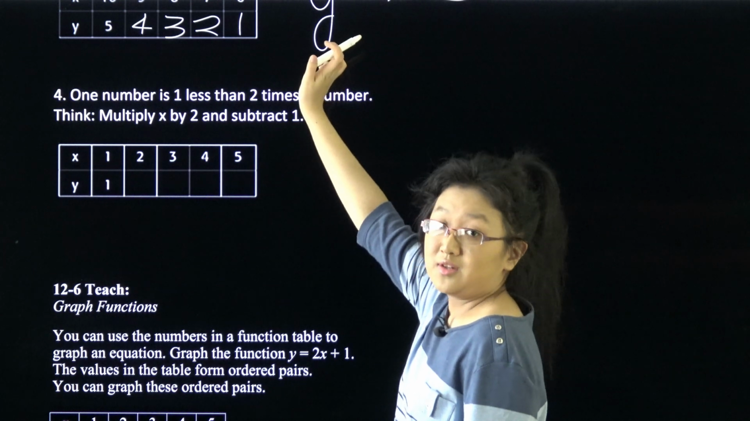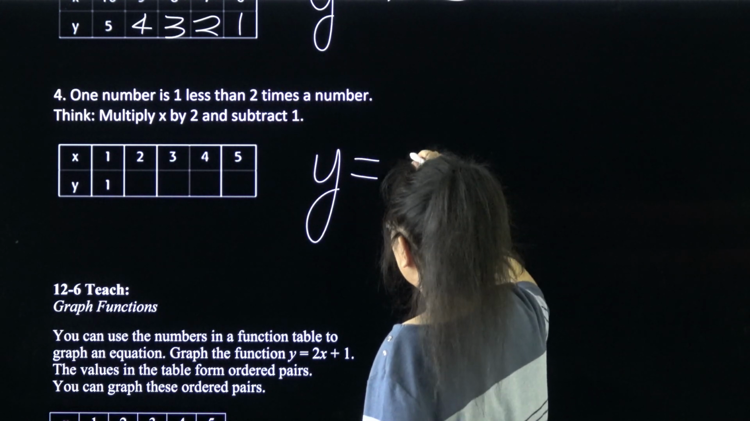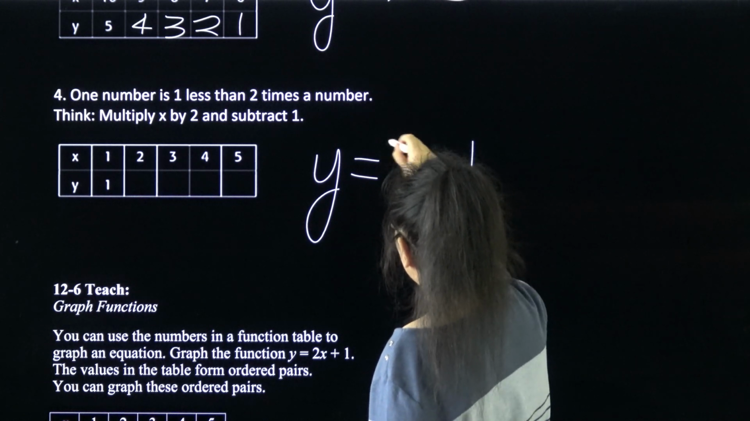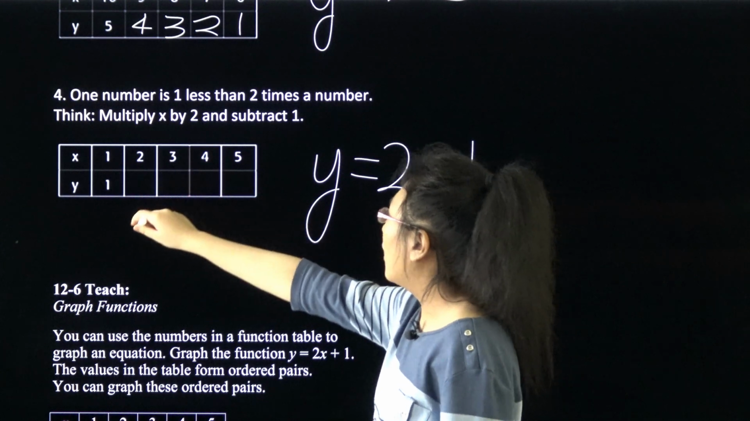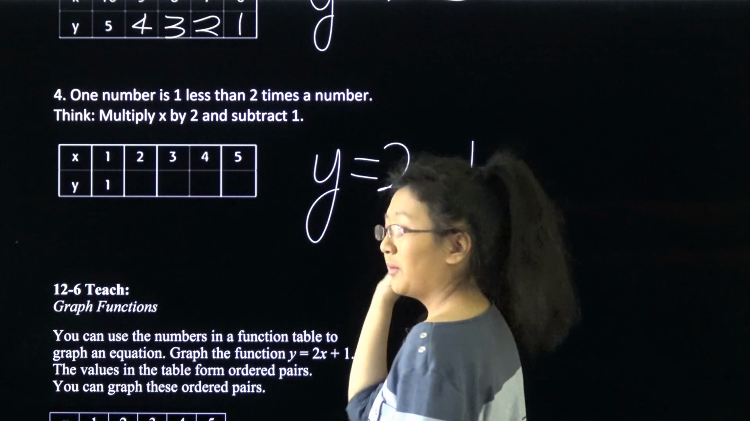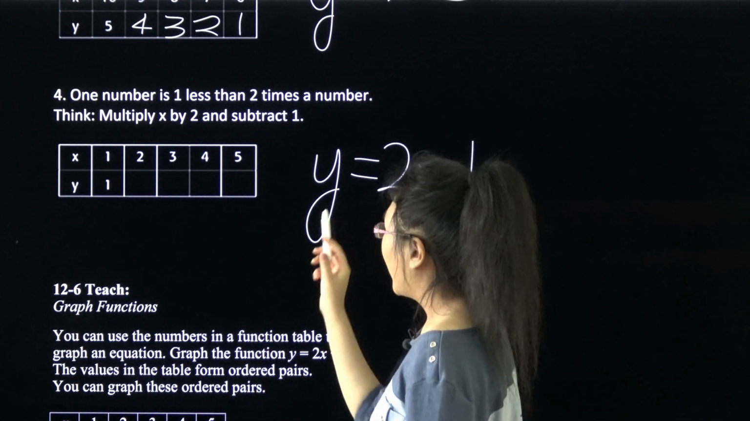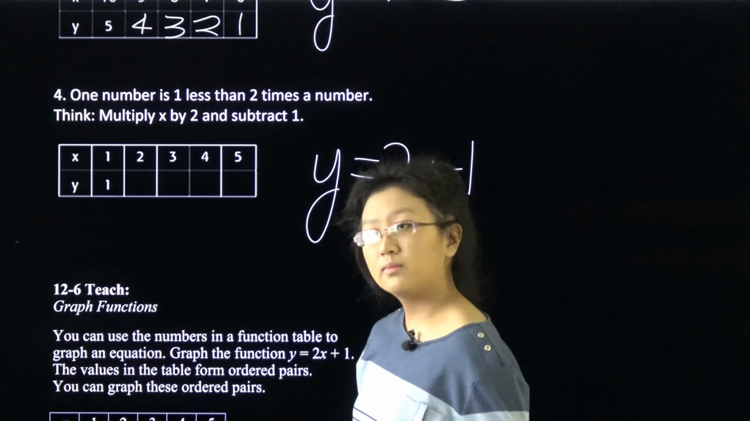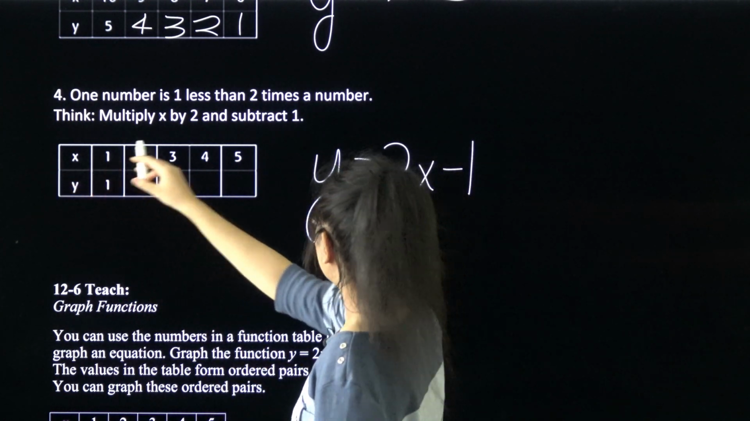And we got the equation too. One number is 1 less than 2 times a number. So let's see if it makes sense. When x equals 1, 2 times 1 equals 2, but 2 minus 1 equals 1. So y equals 1. It makes sense. So now we continue.